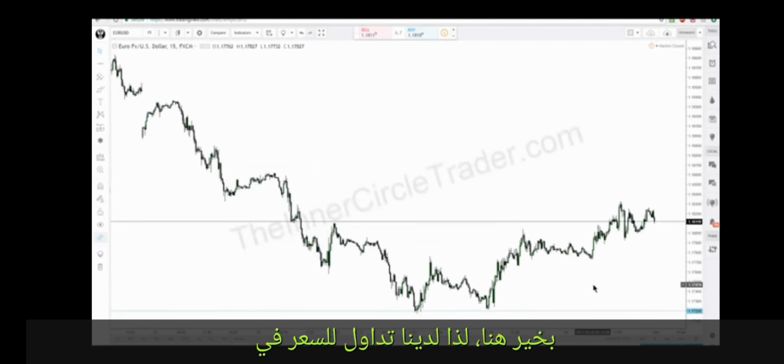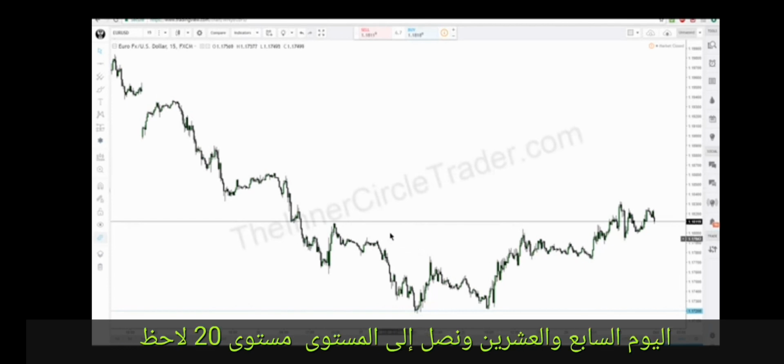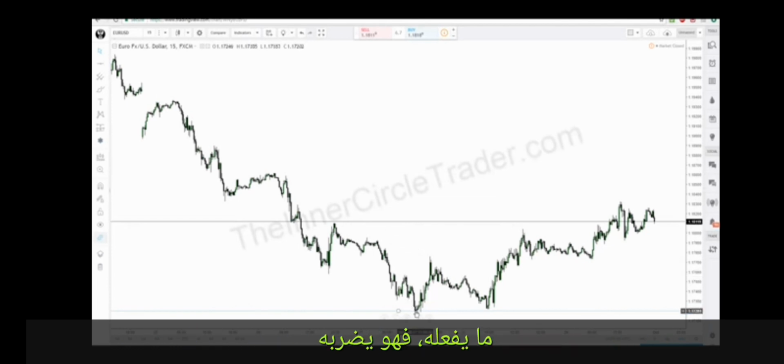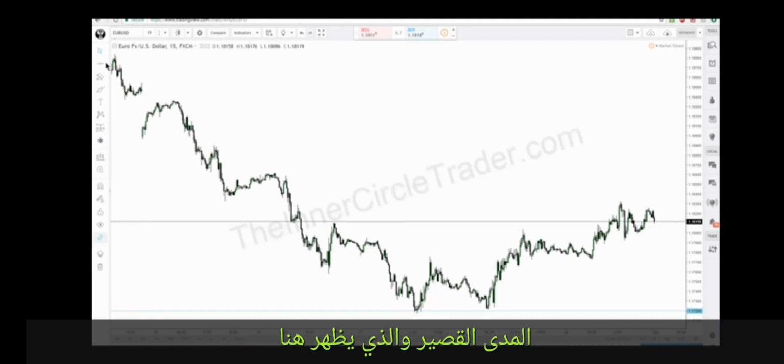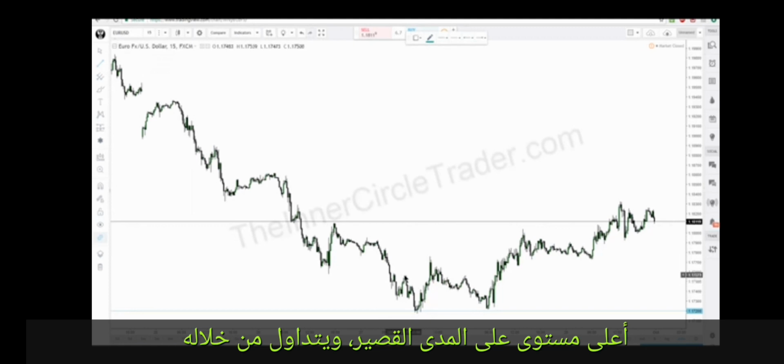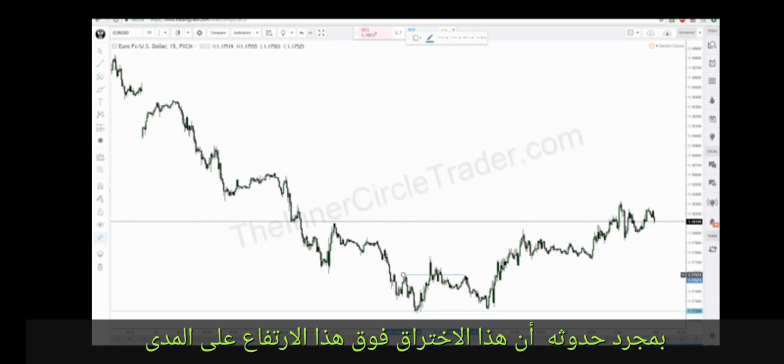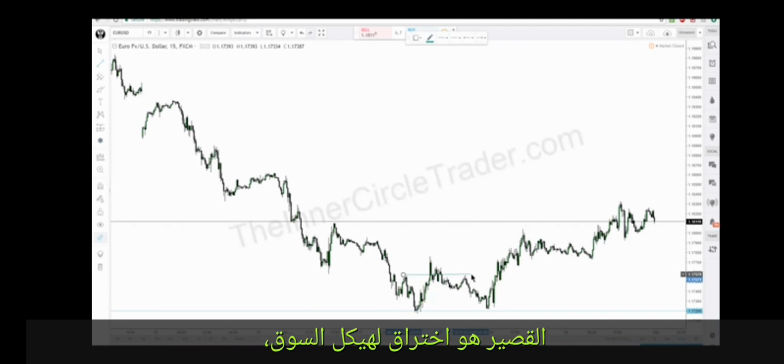All right, so we have price trading down on the 27th and hitting the 20 level. Notice what it does. It hits it and then rallies away. That rally is what you're looking for. You want to see it take out a short-term high. That is seen here. You have a short-term high, it trades through it, and this break above that short-term high is a market structure break.